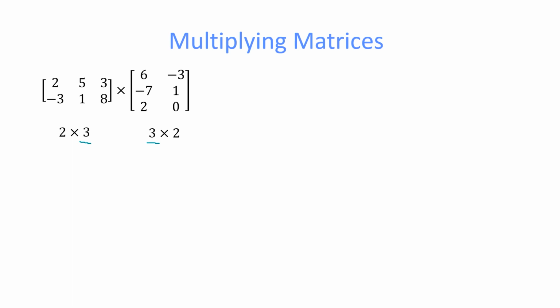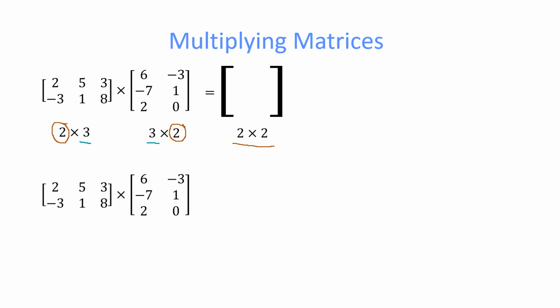And this is good for a check of your solution. Your final matrix needs to be of size 2 by 2. If it's not size 2 by 2, then you have a mistake somewhere. So let's continue with the multiplication. So how to multiply here? We will do it a little bit faster.